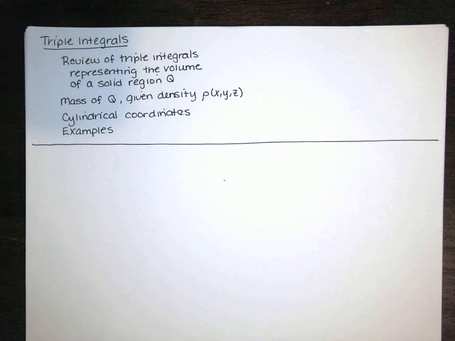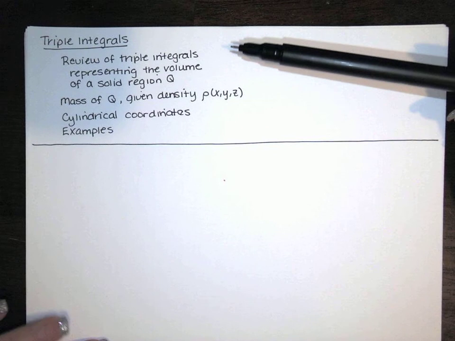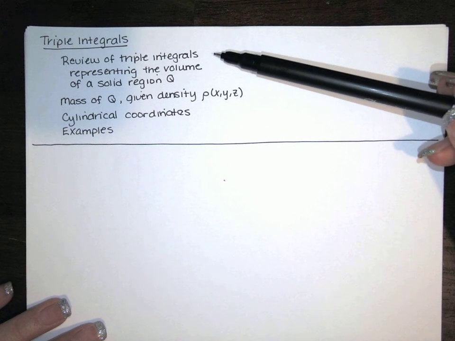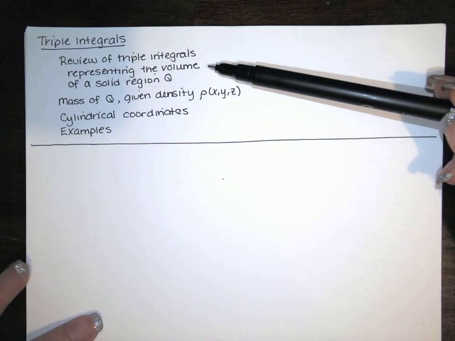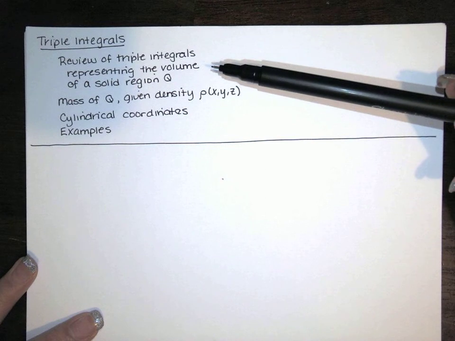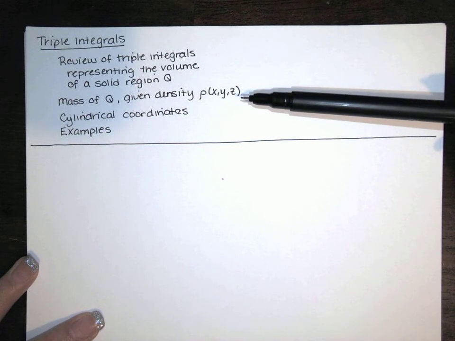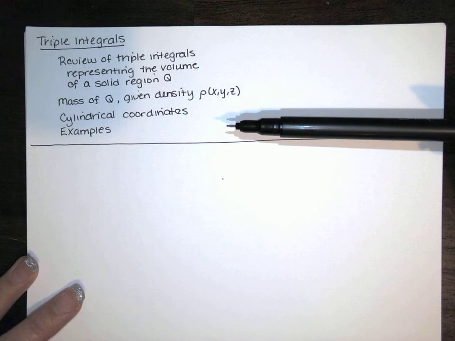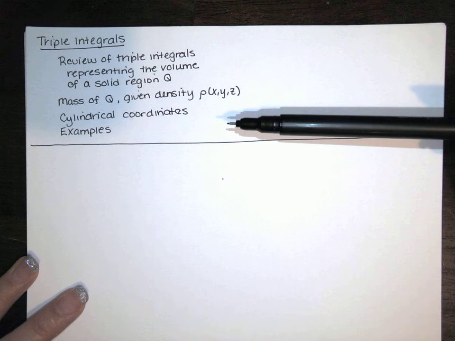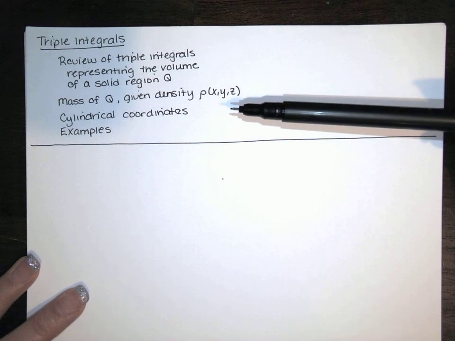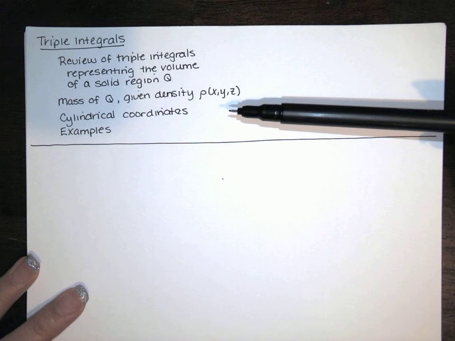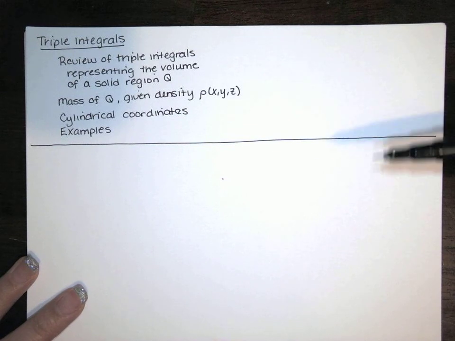In this video, we continue our study of triple integrals, and we will start by reviewing how we represent the volume of a solid region Q with a triple integral. We'll review a formula for the mass of Q, and then we'll talk about cylindrical coordinates and why we might want to integrate in cylindrical coordinates as opposed to rectangular coordinates. And we'll do a couple of examples.